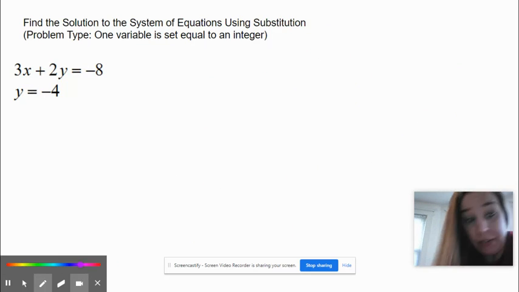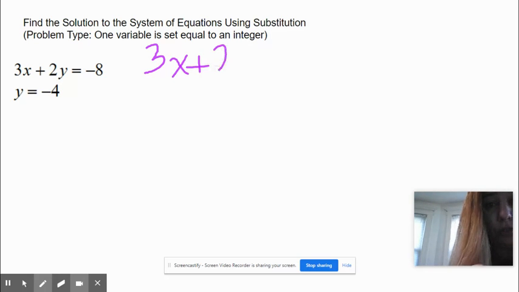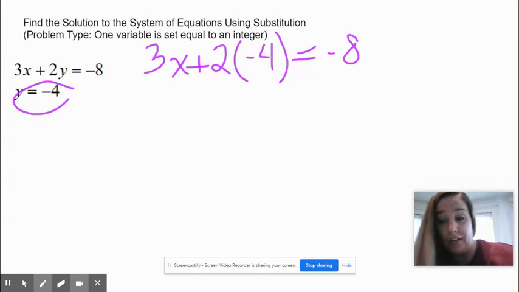All right, let's do it again, right? I'm going to take this top equation, 3x plus 2 times y, but we know y is negative 4. And that equals negative 8. So I rewrote that top equation. I plugged in negative 4 for y. So this equation would be like part A of your Edgeelastic.